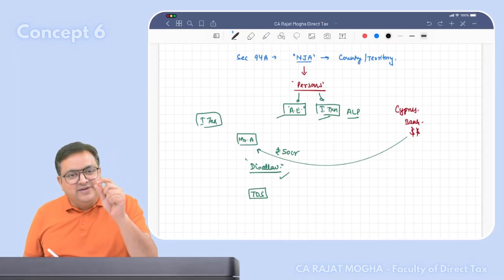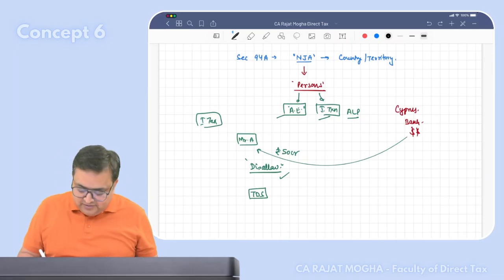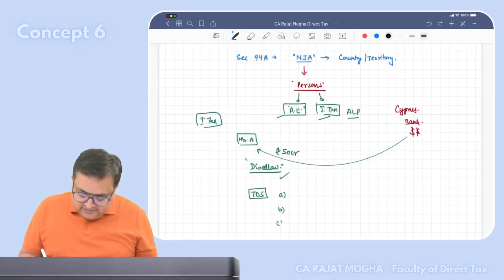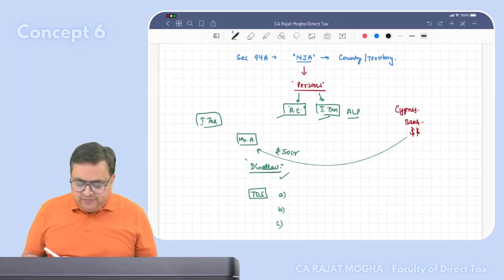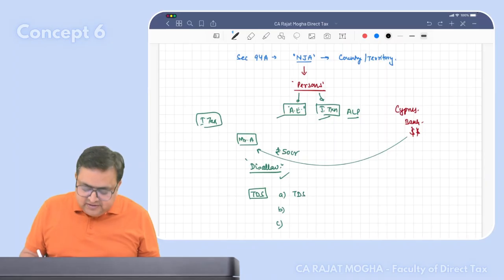And this is very important. What would be the TDS rate? Three things: A, B, C. The TDS rate would be whatever is the TDS rate in the applicable section.